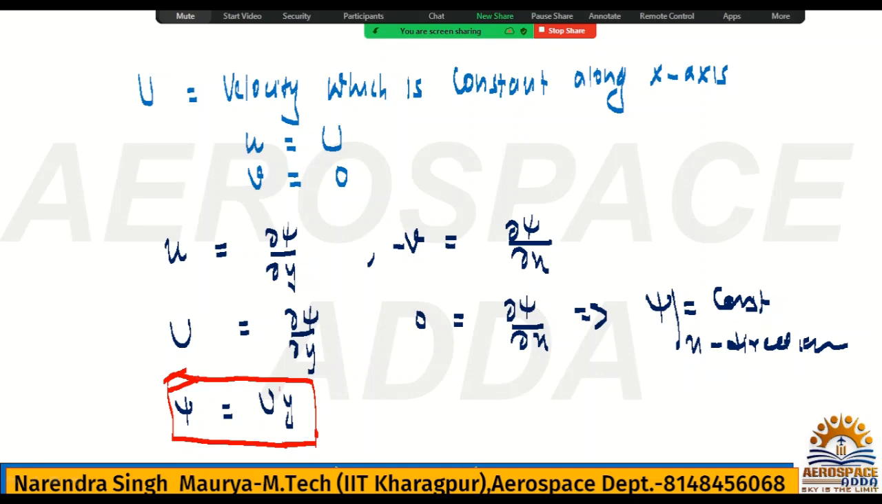So psi is equal to U y. I mean, if you are changing the y value, you will get a different psi value. But in the x direction, wherever you go, psi will be constant. That's the meaning of it. Okay, so this is the stream function, this is the relation for the stream function, and with the help of this stream function you can draw a streamline.